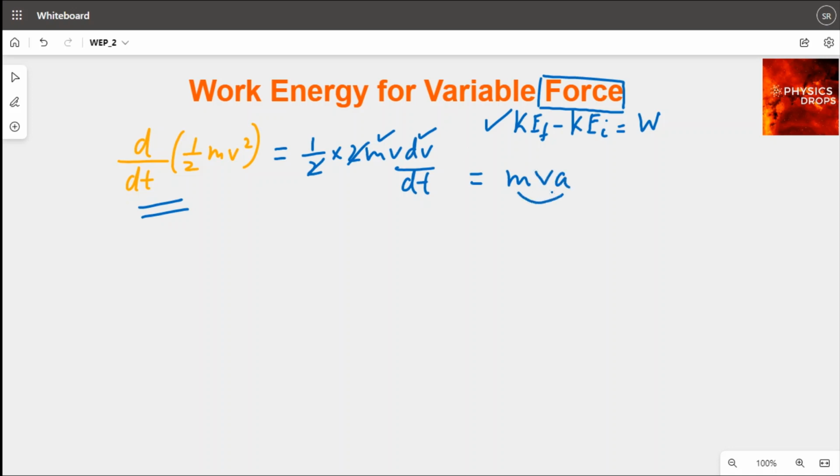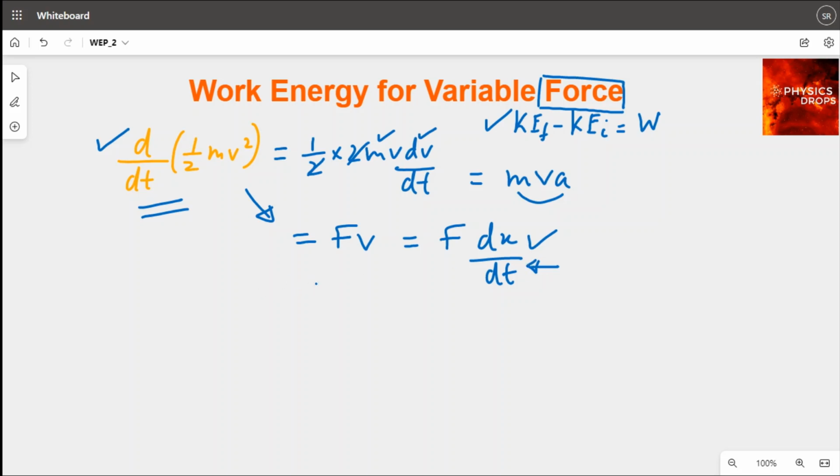These m and a together, you can club together as a product. This is force, since force is mass times acceleration. So this here equates to force times velocity. Now velocity is again the rate of change of displacement, so force times dx by dt. Now these are rates of change, and this displacement rate of change is for a small distance.